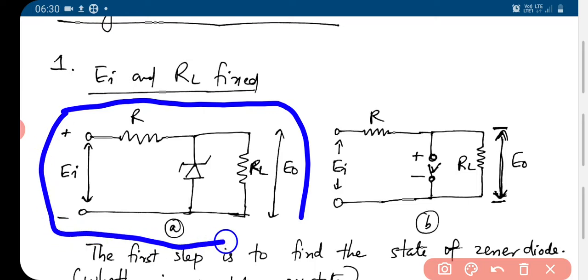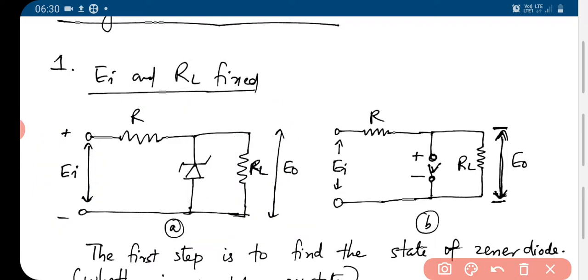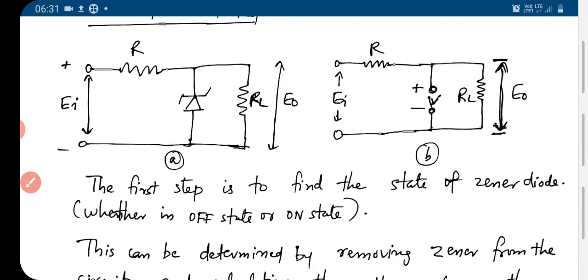We have a series resistance R connected to the Zener diode, and we take the regulated output across the load RL. We apply the input voltage here. So this is the circuit that we use for obtaining regulated output.